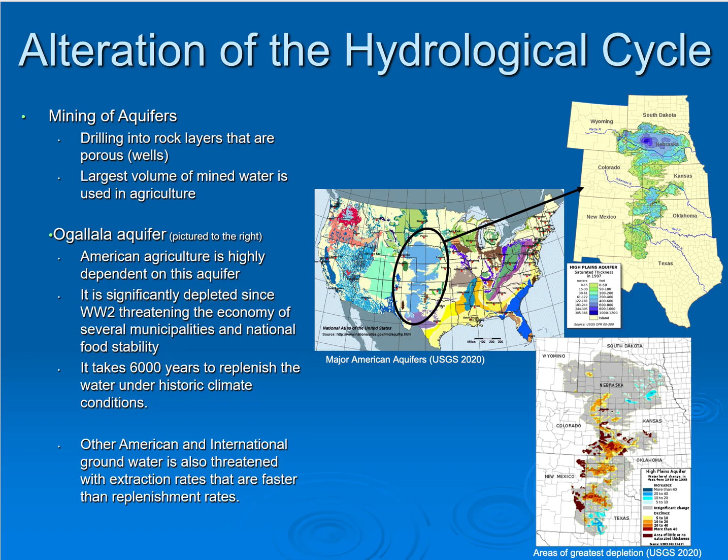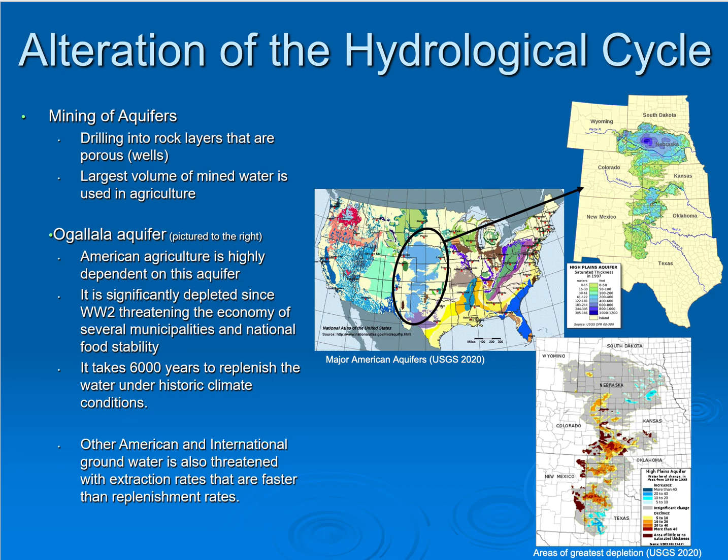So for every volume of water which is mechanically removed with a well for agricultural or municipal use, it will take 6,000 years to replenish or return that water. So the extraction rate is much higher than the input rate, which then results in this aquifer diminishing over time.